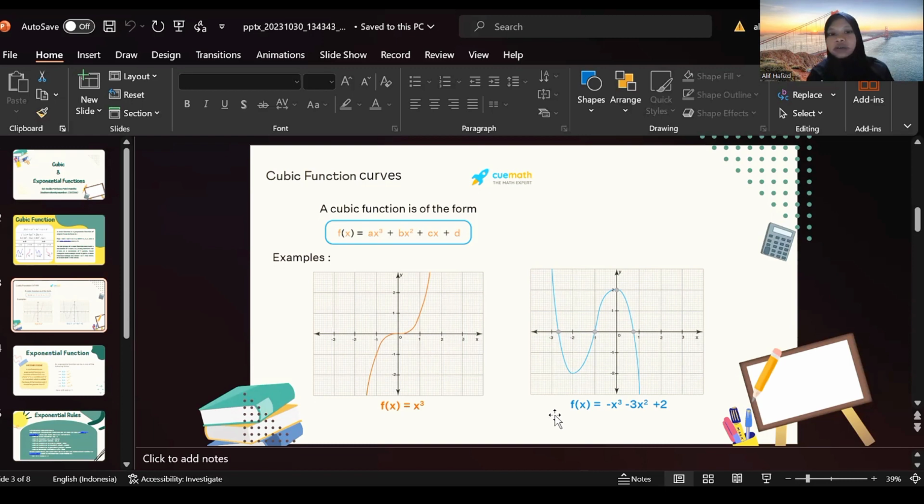Before we can actually draw our graph, we need to plot all of our points. So we plot (minus 2, minus 12), (minus 1, minus 4), (0, minus 2), (1, 0), and (2, 8). And then finally, you can join them all together with a nice smooth curve. And remember that it has to be a smooth curve. You cannot just join the points together with straight lines.